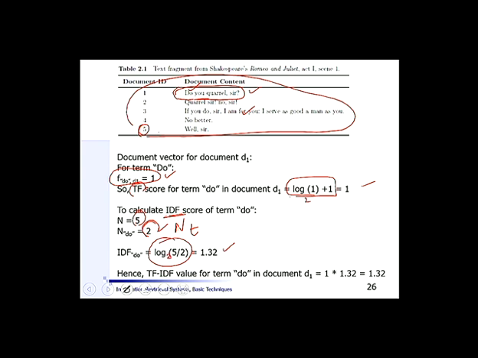So TF-IDF for the term do in document 1 is TF, this value coming from here, and IDF, this value coming from here. So multiply the values of TF and IDF and you get 1.32. It means the value for the component do in document 1 will be 1.32.